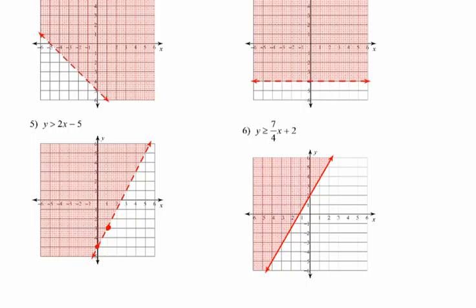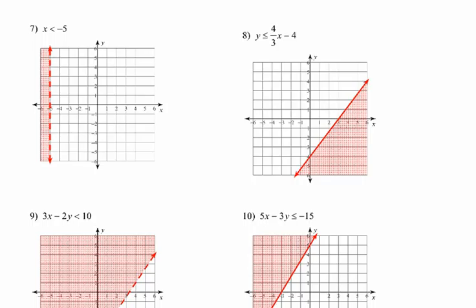Number 6, y is greater than or equal to 7/4 x plus 2, so we have a y-intercept of 2 and a slope of 7/4. Well, if we go up 7 and over 4, that takes us off the graph. So let's go down 7 and back 4, putting us right there. And again, as a review, the slope of 7/4 is the same as -7 over -4, because if you divide two negative numbers, you get a positive number. So those are the same thing.